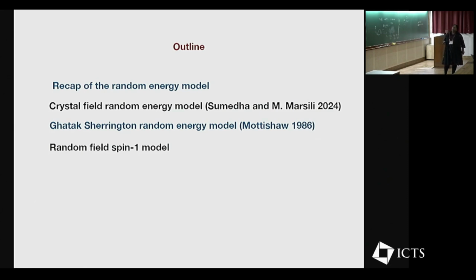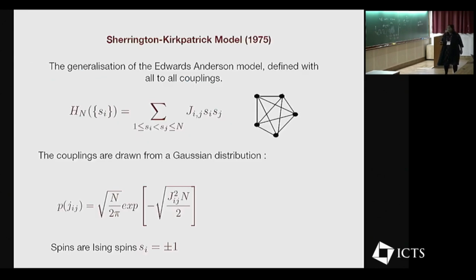And there is also a similar work which was done by Motishaw in 1986, which is slightly different from the way we define the spin-1 random energy model. So I will try to talk about both of them. And in the end, I will also hopefully talk about the other kind of disorder, which is the random field spin-1 model.